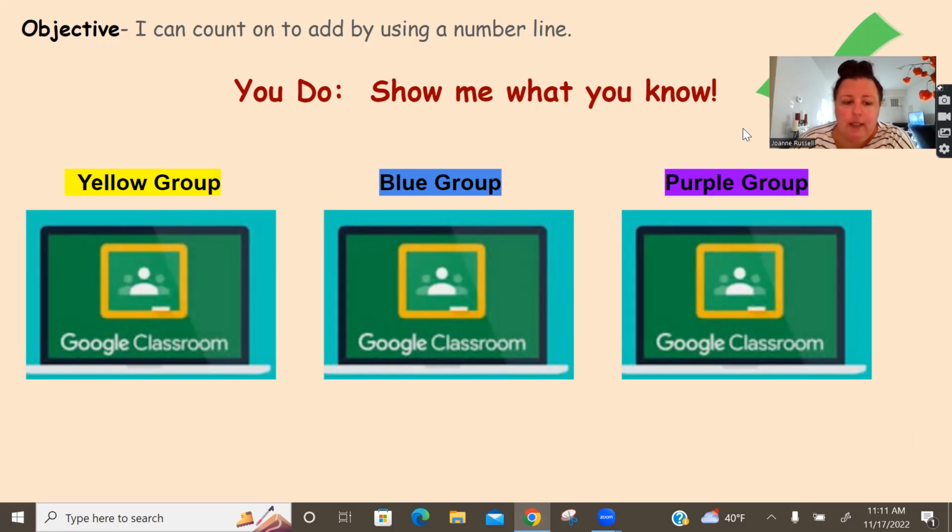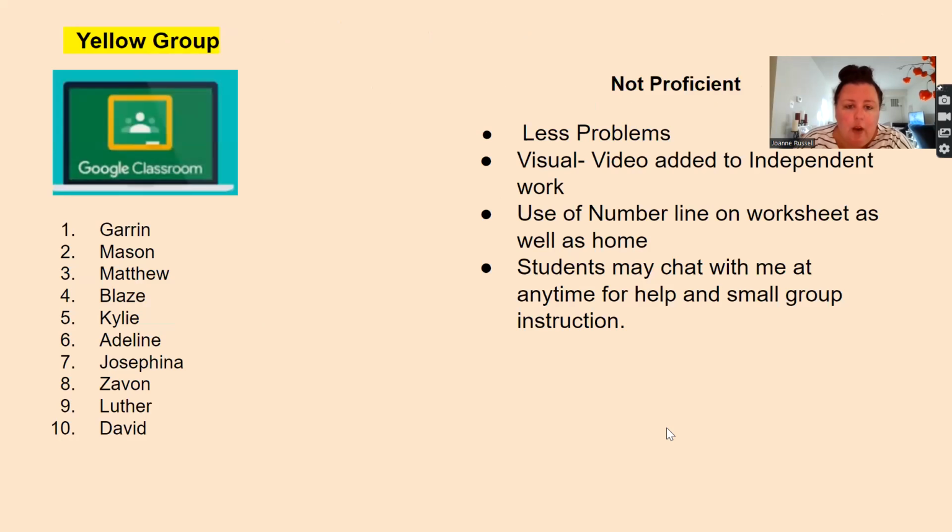Okay, interviewers, at this time, I would have the students go to their Google Classroom and they will click on their group. The groups are organized by their levels of what you have explained to me. So we have our yellow group, which is the not proficient group. And here we have the list of students that are in that group. Those students will be assigned to the yellow group.